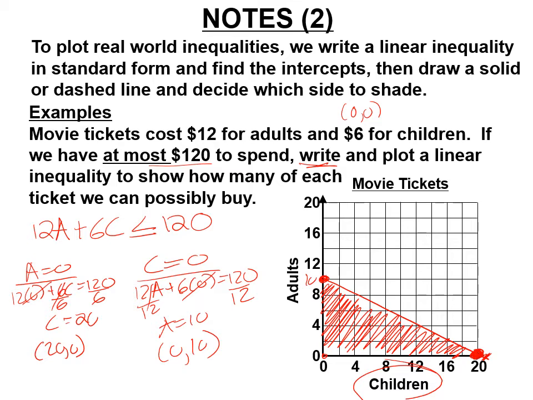And so that's a real world linear inequality. We have up to $120 to spend. We don't have to spend all of it, right? Maybe we don't even have 20 children who want to go. It's actually more realistic than the equation version.